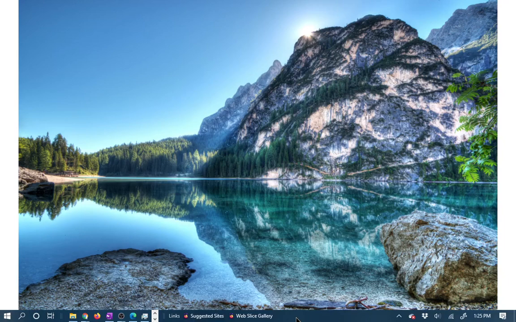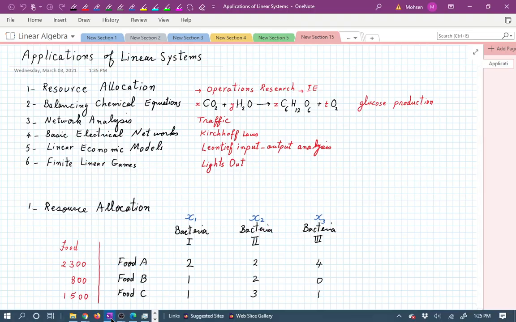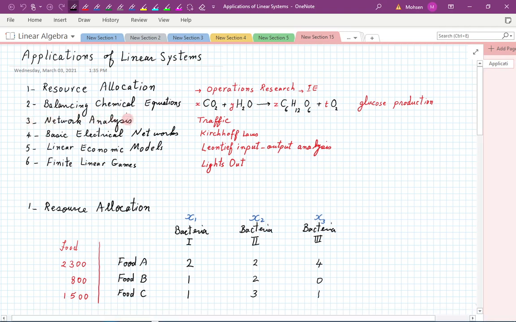Today we are going to extend our set of applications to another item, and the item for today is going to be network analysis. Let's take a quick look at this. We said we have a set of items to talk about with respect to applications of linear systems. We talked about resource allocation and balancing of chemical equations. Today we are going to go to item 3, network analysis, and the main example of that is going to be traffic analysis. So let's go ahead and take a look at this topic.